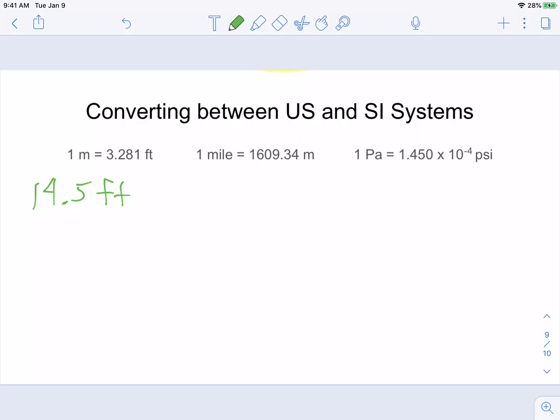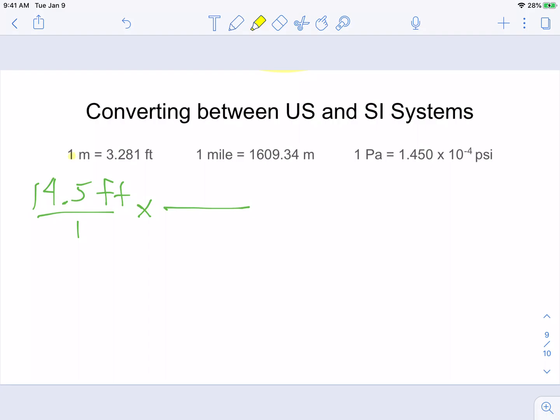14 and a half feet. And I want to convert that into meters. Okay, so I'll show you a couple different ways to do this. I would often put a little multiplication sign and draw a horizontal line here. If you want to think about it, this 14.5 feet is like it's over 1, if you want to picture it as a fraction. And I want to convert from feet to meters.